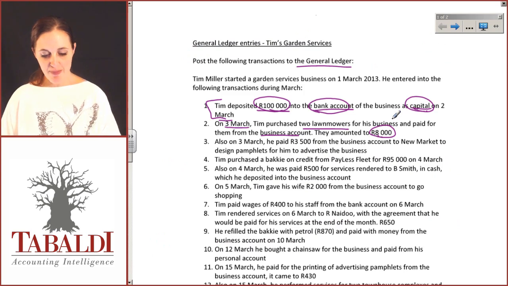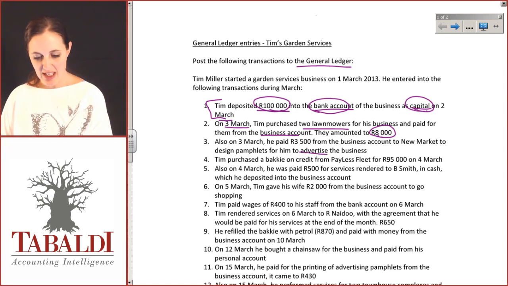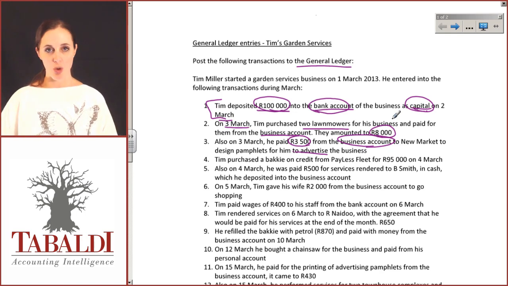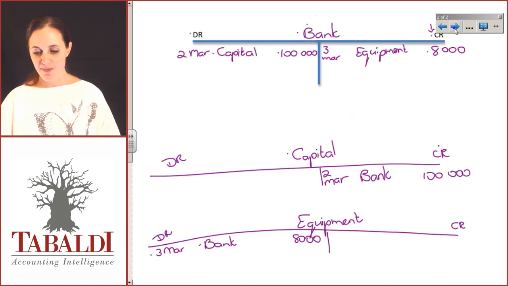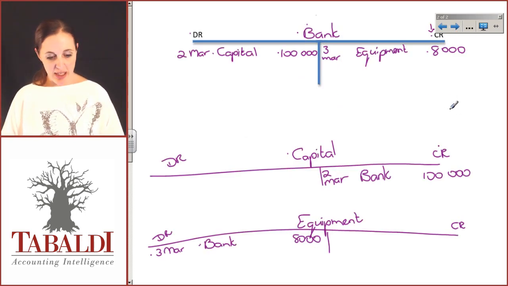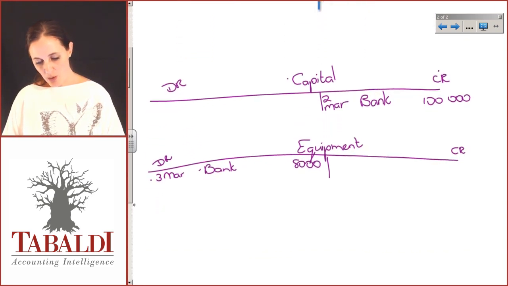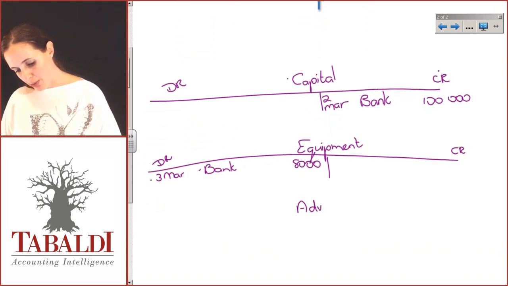Let's take a look at number 3. On the 3rd of March, he paid 3,500 rand from the business account to Newmarket to design pamphlets to advertise the business. So it came out of the bank account for 3,500 rand and it was advertising expenses. Advertising is an expense, so we need an account for that. We haven't got one yet, and we'll open up an advertising account.